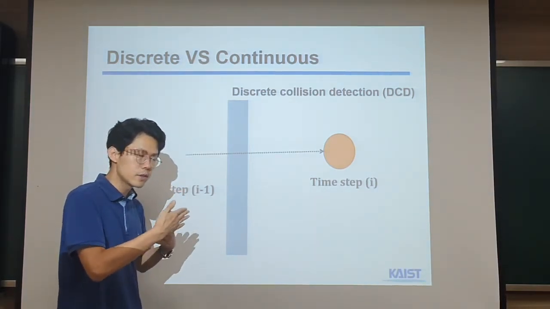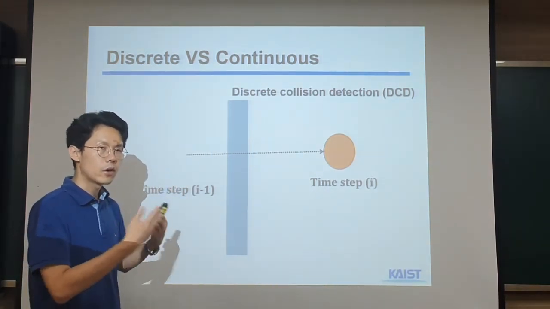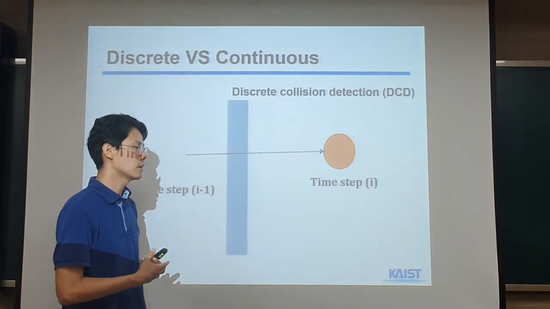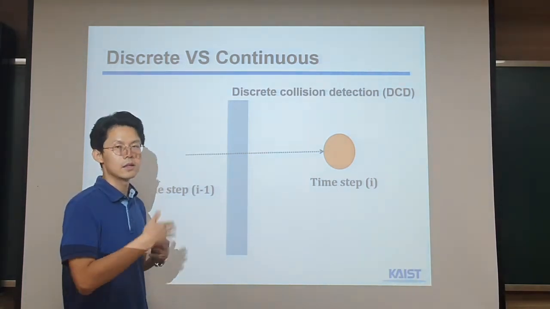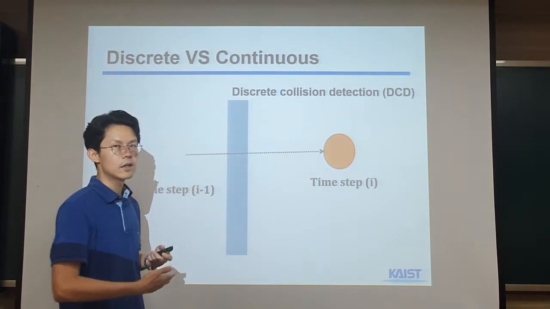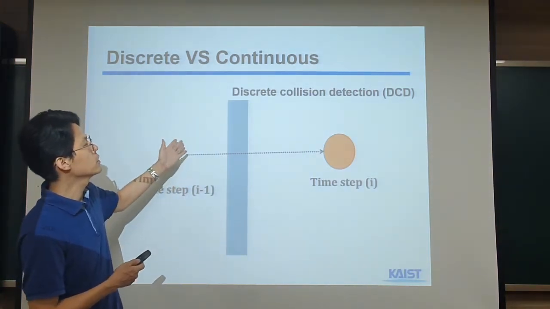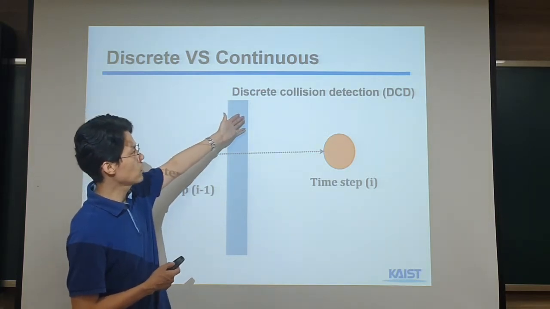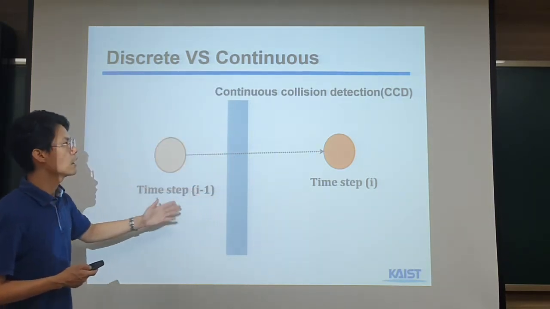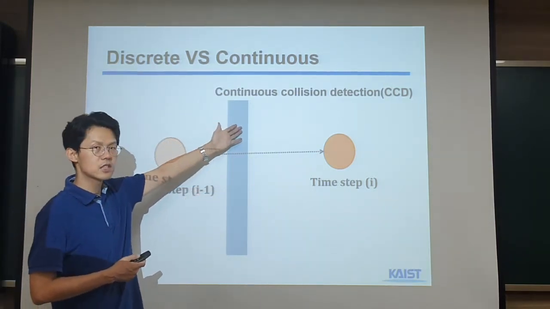Basically, to avoid this, we usually use a very small time step for the simulation, right? But if you're using a small time step, then it takes a lot of time to simulate, right? So there are some issues like this, and this is one of the issues of discrete collision detection. As a result, a continuous collision detection technique has been proposed.